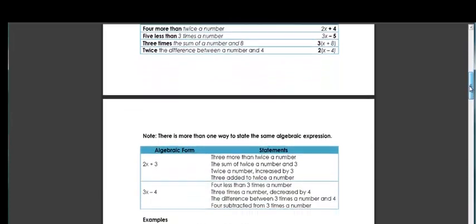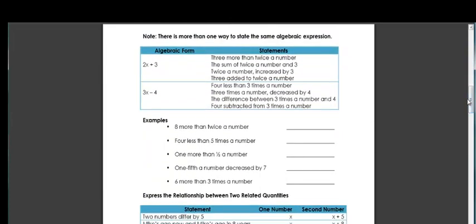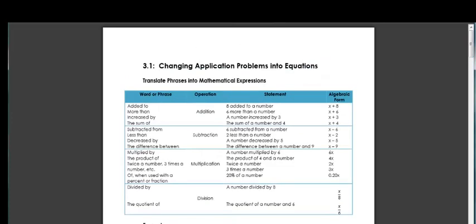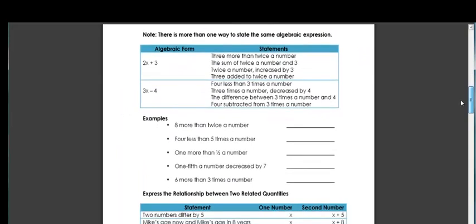Okay, let's slide on down to page 2. It says, note, there is more than one way to state the same algebraic expression. Just like up in the first table, where we had more than one way to say addition and more than one way to say subtraction, we're going to have more than one way to say a specific algebraic expression, and that's okay. So here's some examples of that.